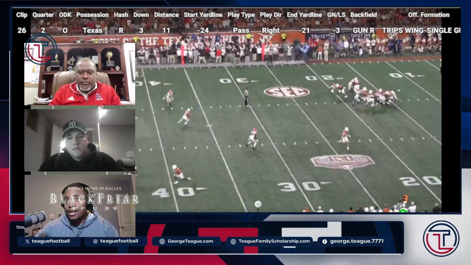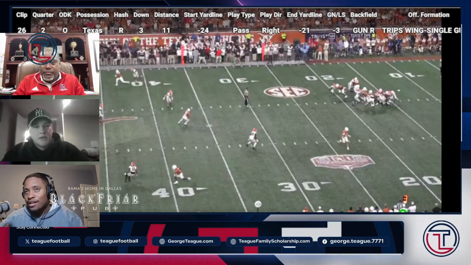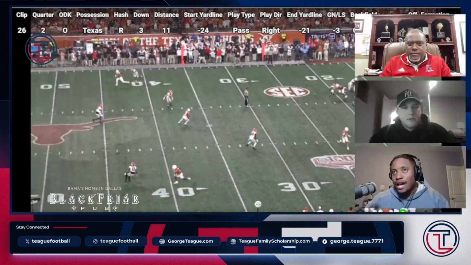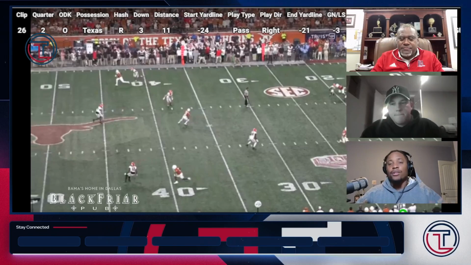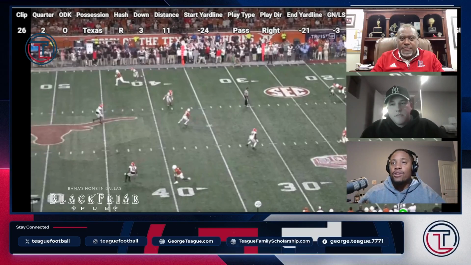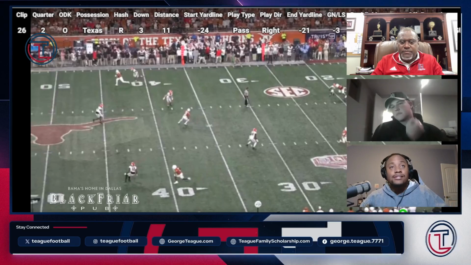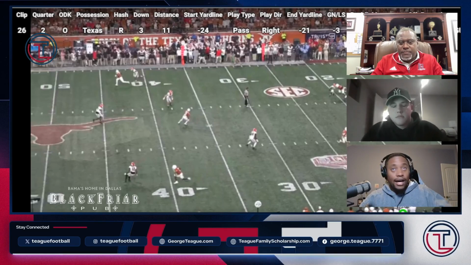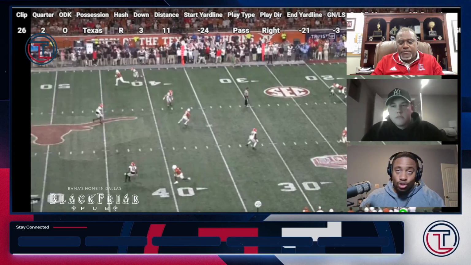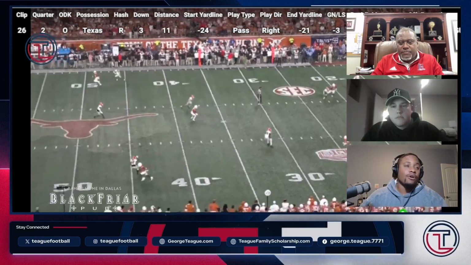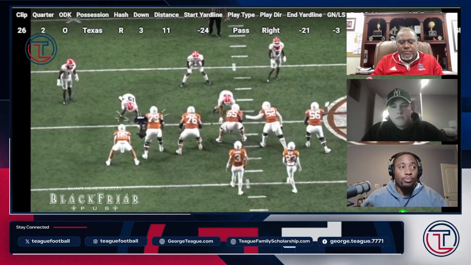Let me move our camera. He's fighting for his life. He's already under attack, and that's where I was kind of getting at with the pressure to sack percentage already is 25%. 1 out of every 4 throws looks like this as far as the pressures.